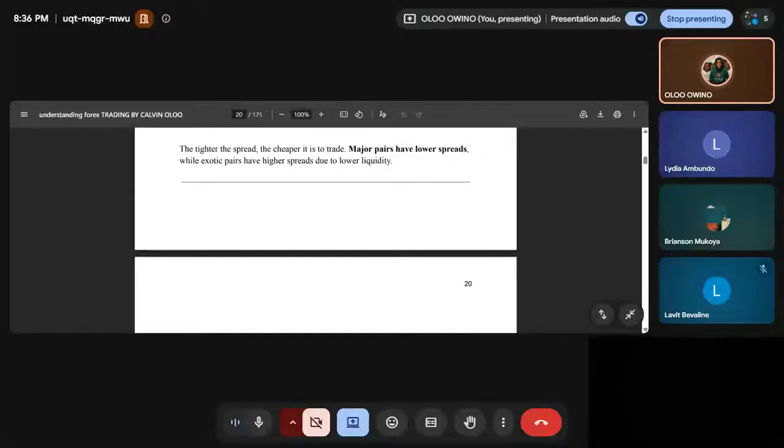When you're putting a trade, for example Euro USD, at that time the Asian session is on, and the spreads tend to be higher for most brokers. Most brokers exaggerate the spreads so that they can make money. Not all brokers do that, but most brokers.